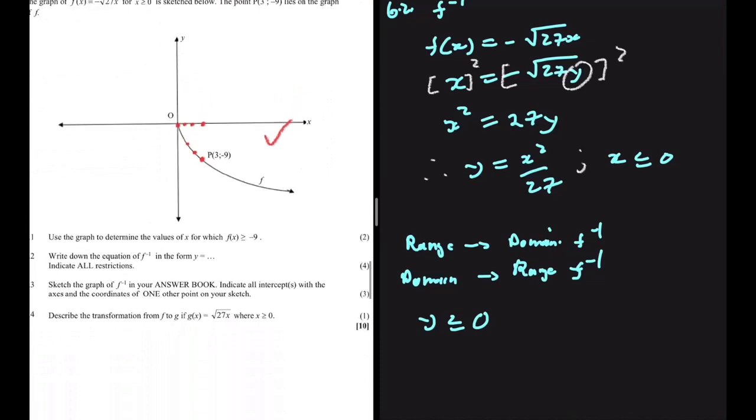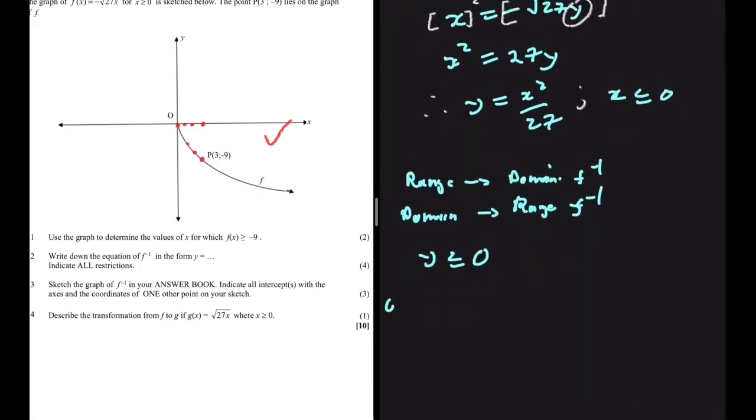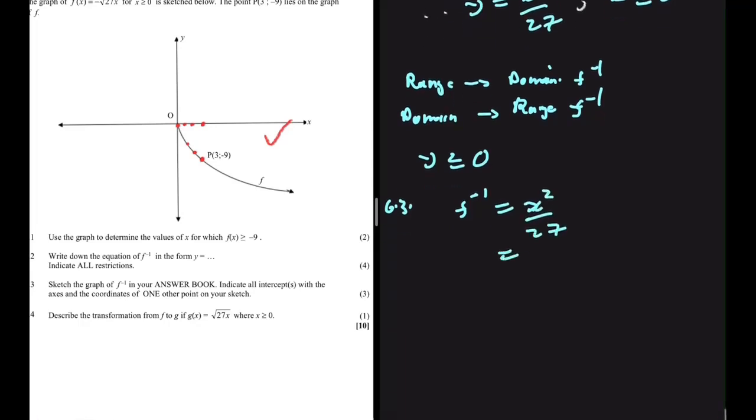Let's move to the following question, 6.3. Sketch the graph of f inverse in your answer book. Indicate all intercepts with the axis and coordinates of one other point on your sketch. 6.3, we have f inverse being equals to x squared divided by 27. This is the same as 1 divided by 27 multiplied by x squared, right? So we have a quadratic function.